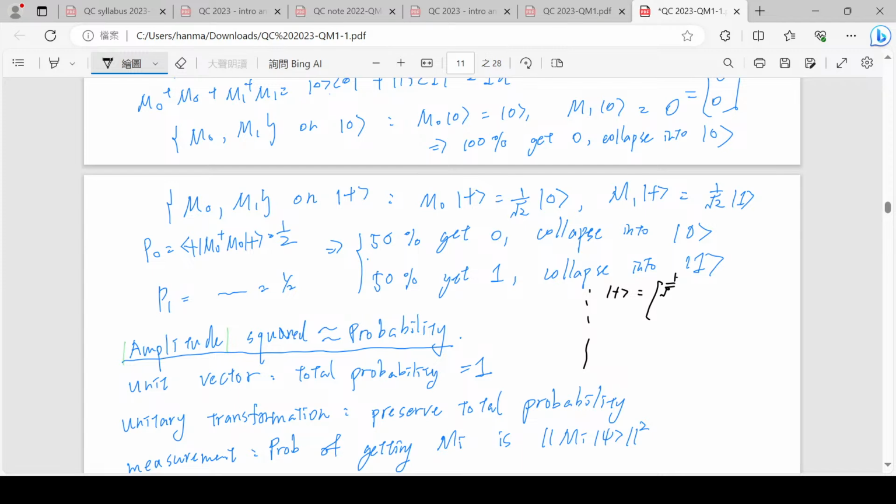What's going on? Oh no, Microsoft Edge is crashing. Oh, okay, it's back.